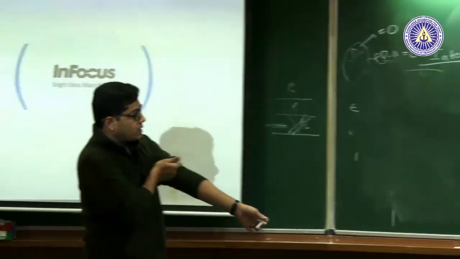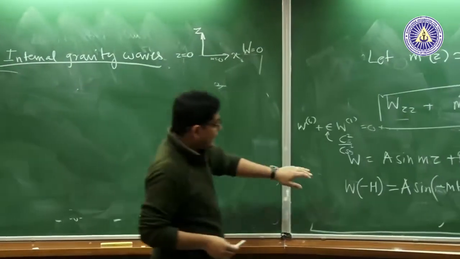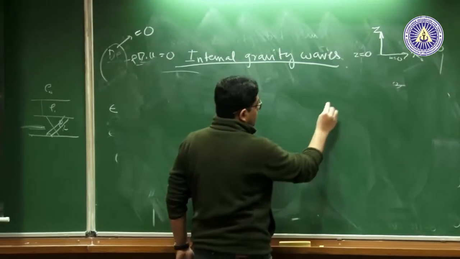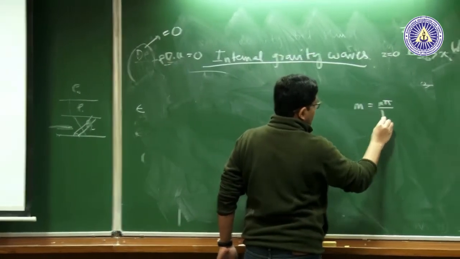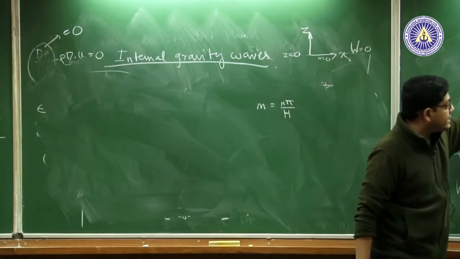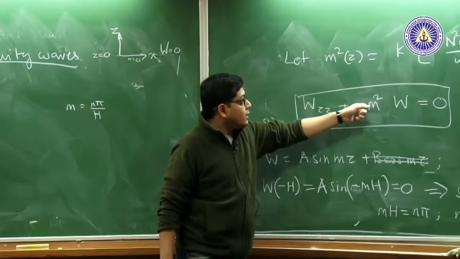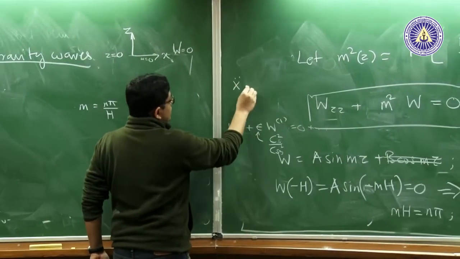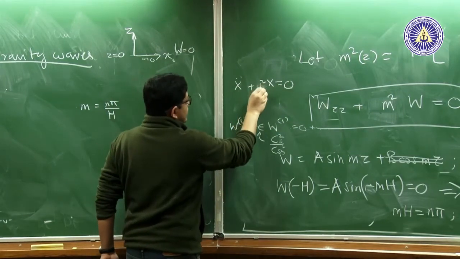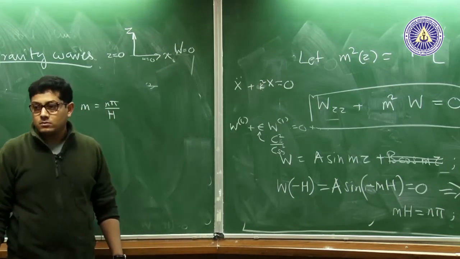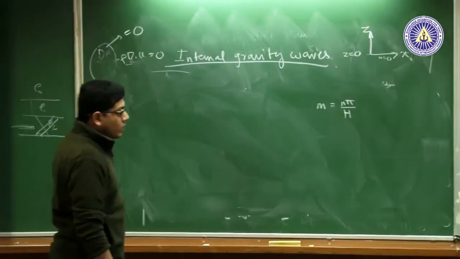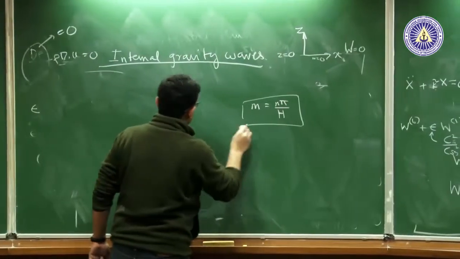Okay, so coming back to the problem, we know that mh is n pi. What turns out to be m is basically, when you are writing this equation as m squared w, if you have an equation like x double dot plus omega squared x is 0, this is the frequency. If you write it like this, it is the wave number, right. So m turns out to be the vertical wave number, okay. So what does it mean that m is n pi by h?